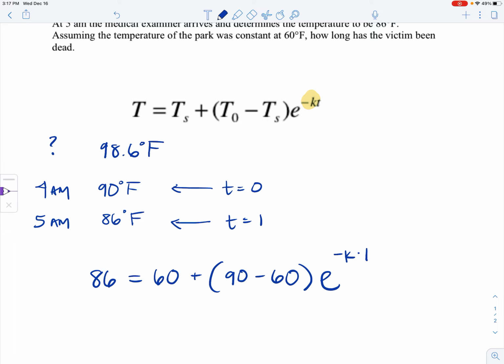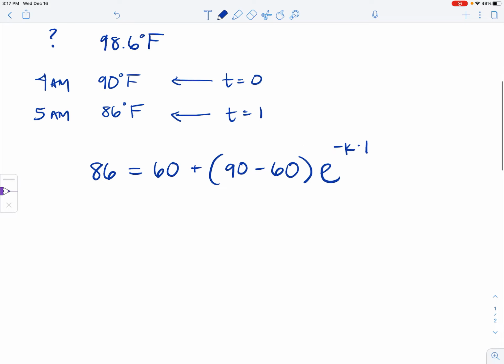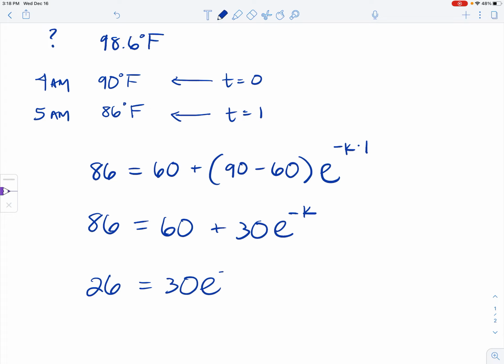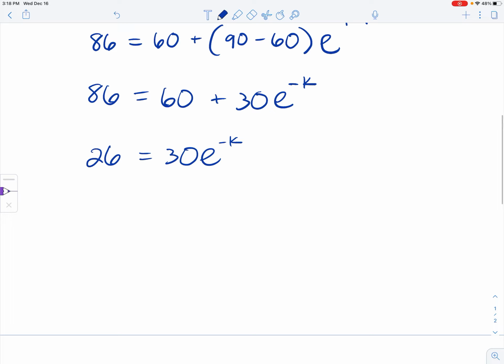Okay, so I plugged 1 in for lowercase t because if I'm treating 4 a.m. as t equals 0, that means 5 a.m., an hour later, would be t equals 1. All right, let's simplify this equation. If I subtract 60 on each side of the equation, I would have 26 equals 30 e to the negative k, and then dividing by 30, that's 13 over 15 equals e to the negative k.